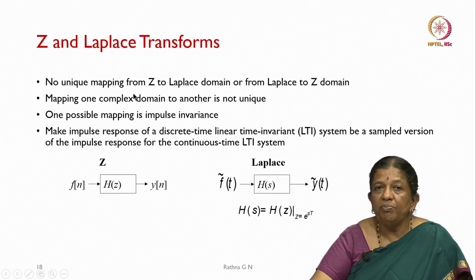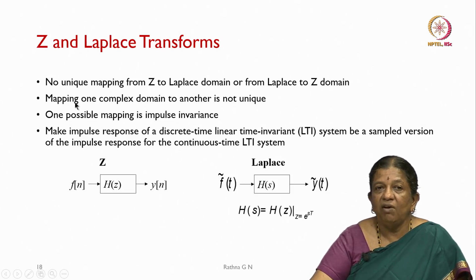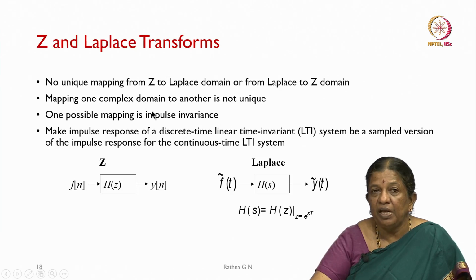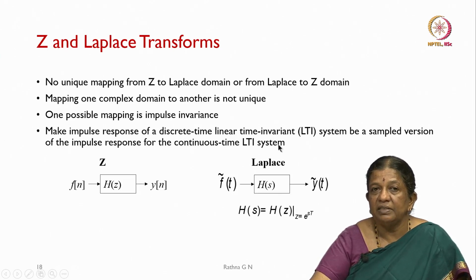So, there is no unique mapping from the Z domain to the Laplace domain or from Laplace to the Z domain. A mapping from one complex domain to another is not going to be unique, and one possible mapping is impulse invariance. So, make the impulse response of a discrete time linear time invariant system be a sampled version of the impulse response of the continuous time LTI system.